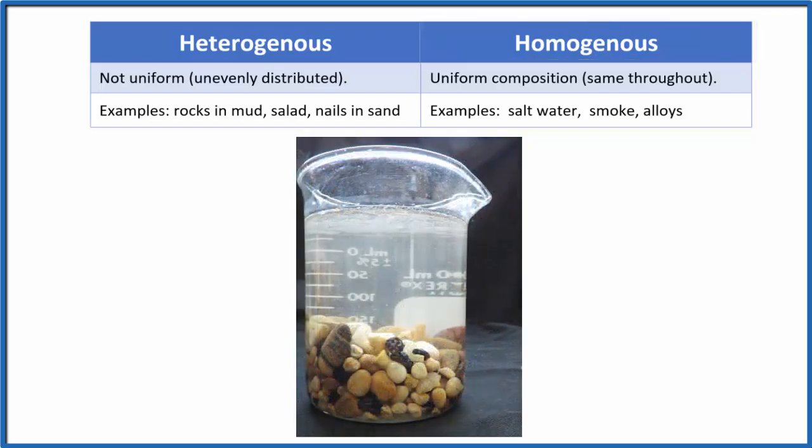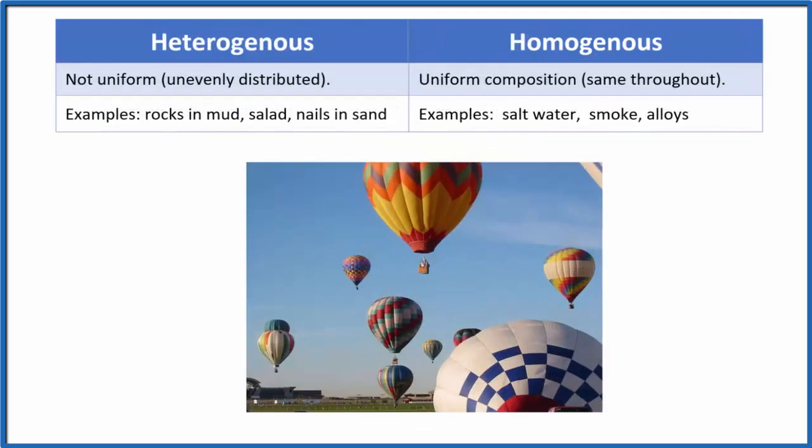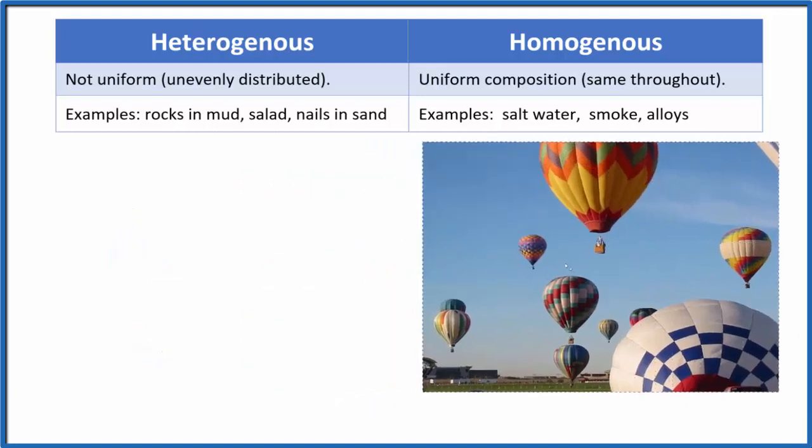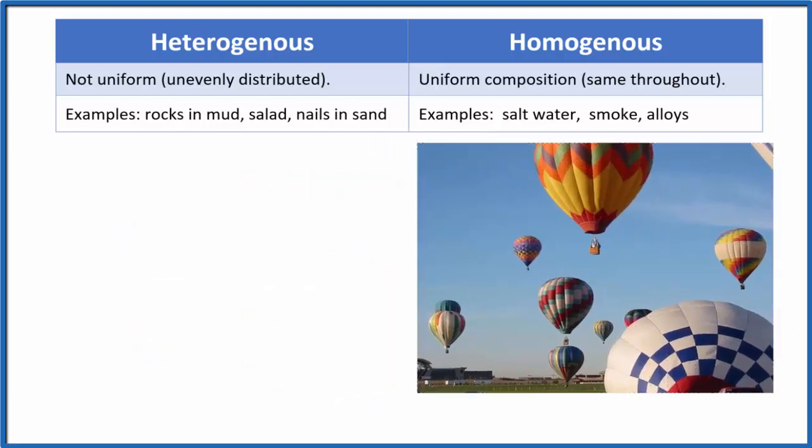So let's try some examples, make sure you understand this. So pause and think about this. What about air? Is it heterogeneous or homogeneous? So air is made up of a mixture of gases. It's mostly nitrogen, N2, and then a good bit, about 21% O2, and then there's some CO2 and some argon. But these gases are all mixed up. They're evenly distributed in air. We don't have nitrogen on this part, and then over here, oxygen. It's all spread out evenly. So air is homogeneous.